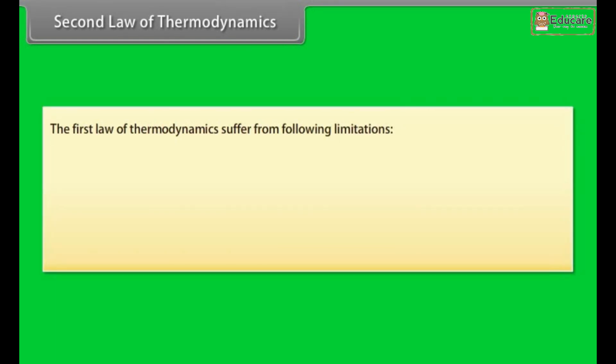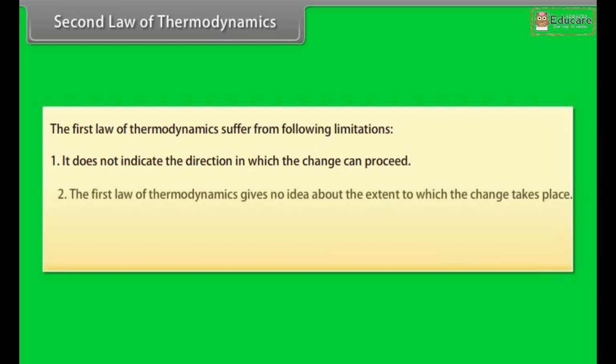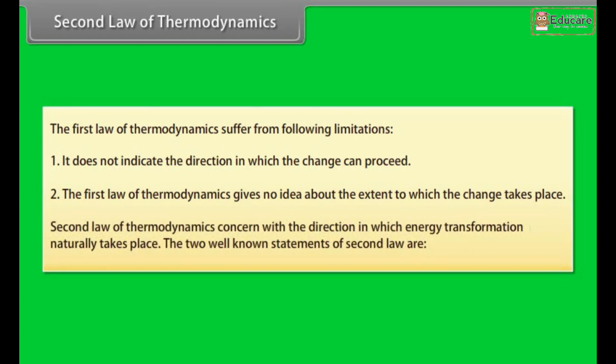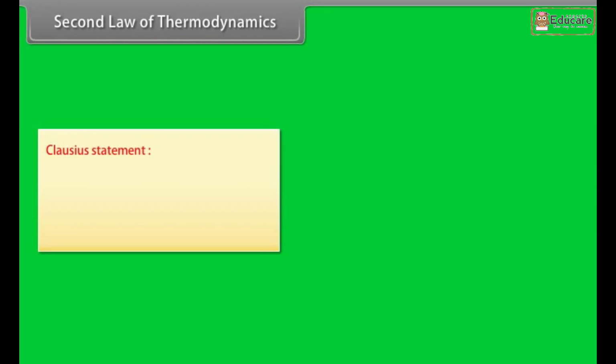Second law of thermodynamics. The first law of thermodynamics suffers from the following limitations. Number 1: it does not indicate the temperature at which change can proceed. Number 2: the first law of thermodynamics gives no idea about the extent to which the changes take place. The second law of thermodynamics is concerned with the direction in which energy transformation naturally takes place. The two well-known statements of the second law are: Clausius statement.